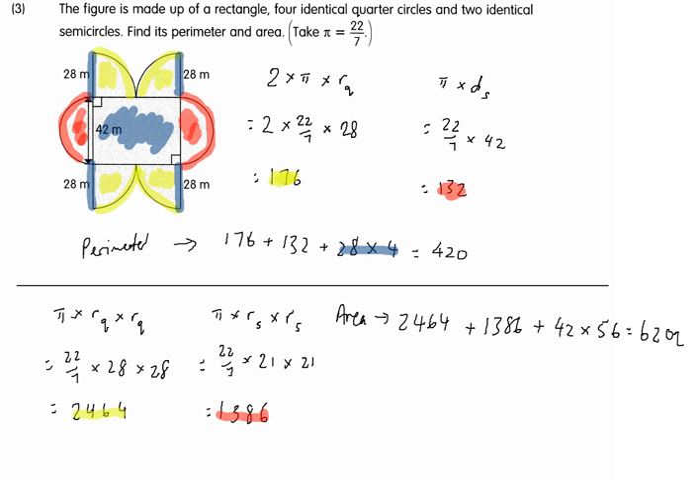6,202. Remember our answers: perimeter equals 420 meters. Area equals 6,202 meters square. Understand? You need to be very clear. So that's for question 3.